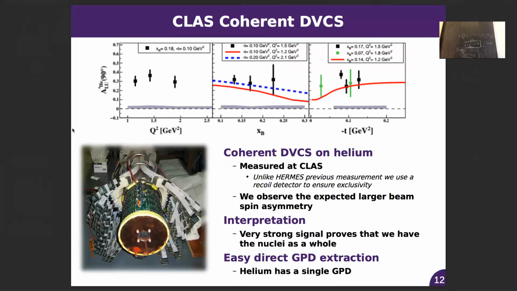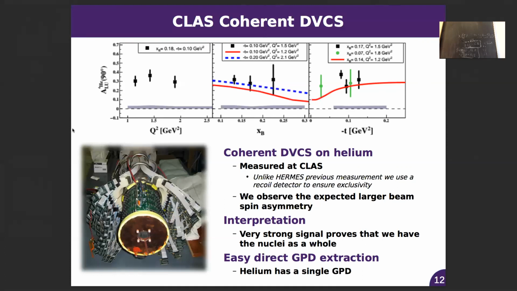Putting all of that together, we were able to measure the beam spin asymmetries of the helium. As you can see, the asymmetries are somewhere between 30 and 40%. You can put that in comparison with measurements on the proton, where they are around 15 to 20%. So you have a doubling of those asymmetries.